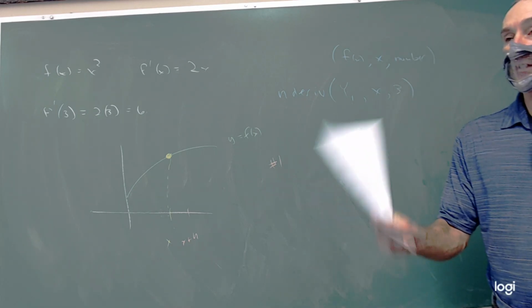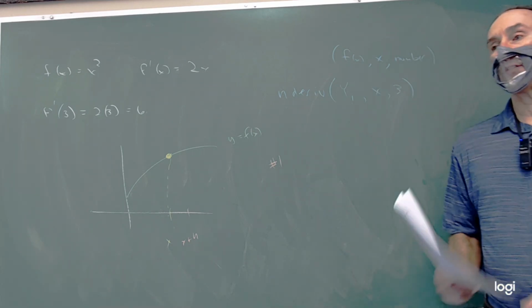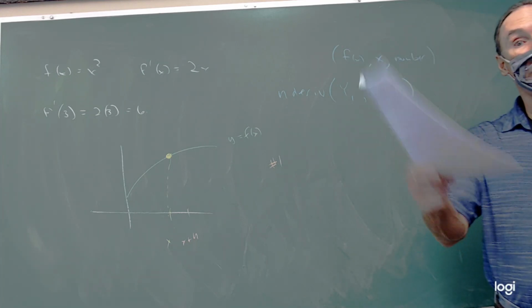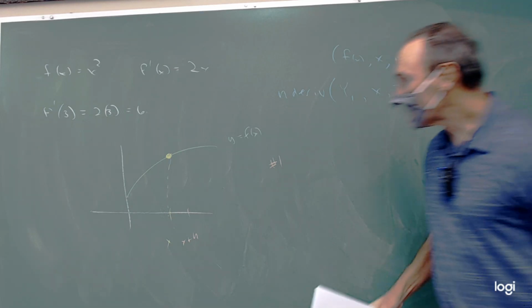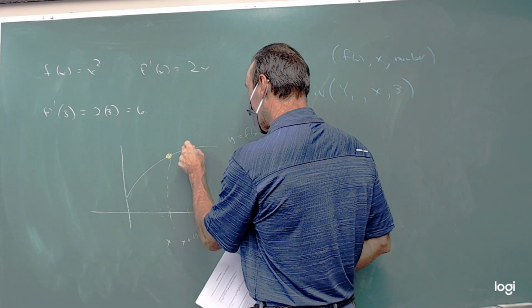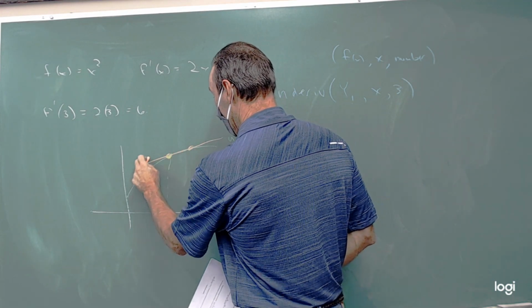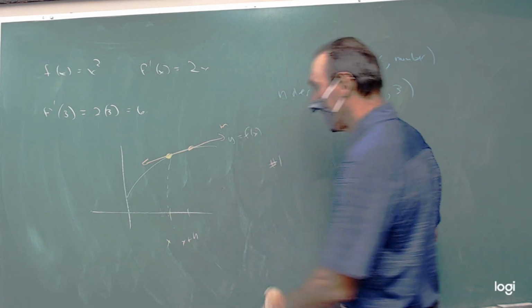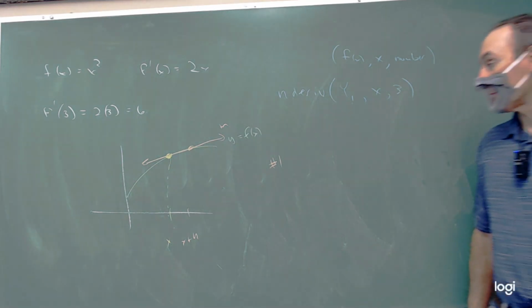Average rate of change. Yes. Geometrically, what does it mean? Slope of what? Yes, of the secant line. Excellent. Average rate of change, which is the slope of that secant line. Okay? That's number 1.